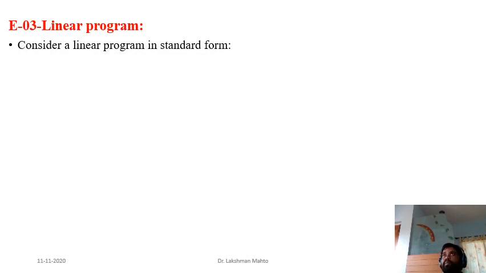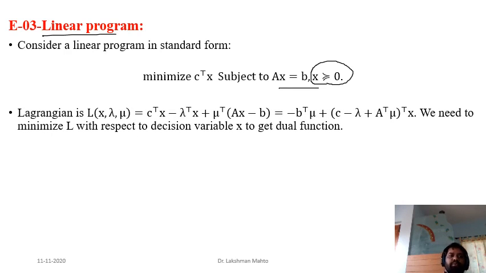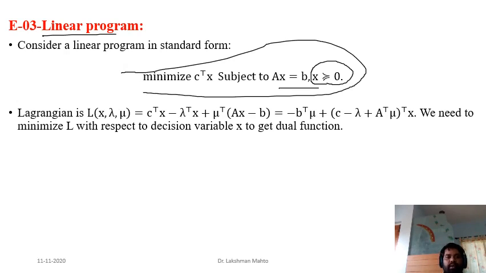Another problem I have taken here is a linear program, or linear optimization problem. We consider a linear optimization problem: minimize C transpose X subject to the linear equality constraint Ax equal to B, and we put a non-negative condition over the decision variable. It is actually a standard form of linear optimization problem. If there is any form of linear optimization problem, to apply the simplex method we always convert that into a standard form. So this is the representation of a standard form of linear program.